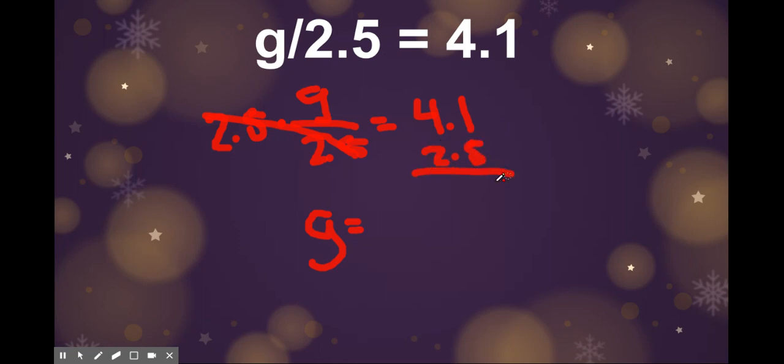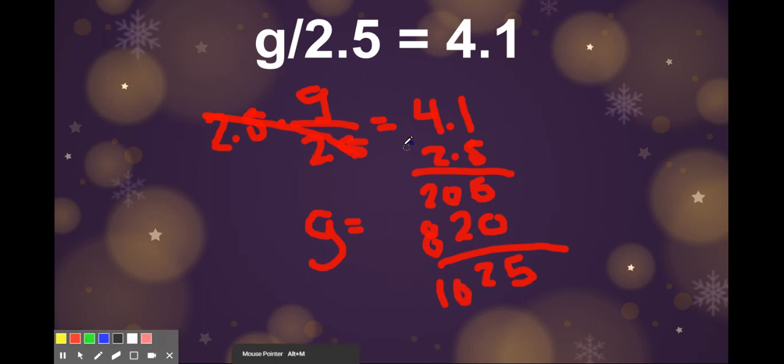So 5 times 1 is 5. 5 times 4 is 20. I put my 0 for my tens place. 2 times 1 is 2, and 2 times 4 is 8. When I add these together, I get 5, 2, and 10. My decimal has moved one place here and one place here, so in my answer it's going to move a total of 2 times. So I start in the back: 1, 2. G is equal to 10.25. This is a 2, not a Z.